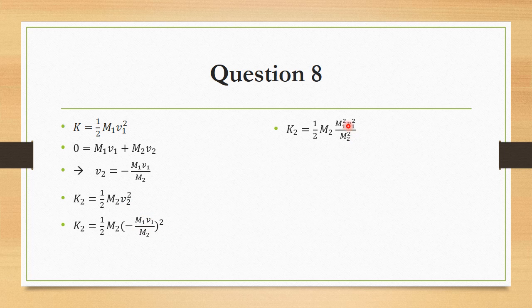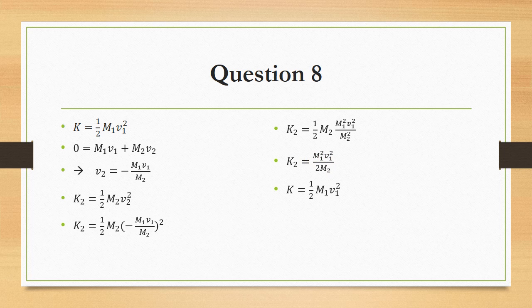And then I'm just going to remove the square outside the parentheses. I just squared everything here. So you're going to end up with an m2 over an m2 squared. That cancels out. And I just move this 2 from the 1/2 into the denominator. And you have m1 squared v1 squared over 2m2.